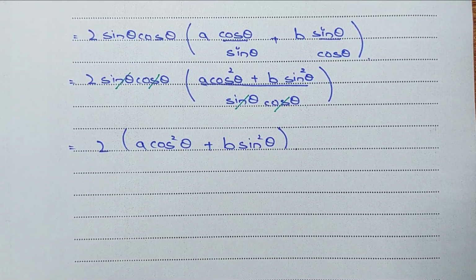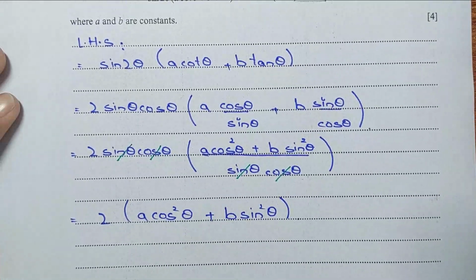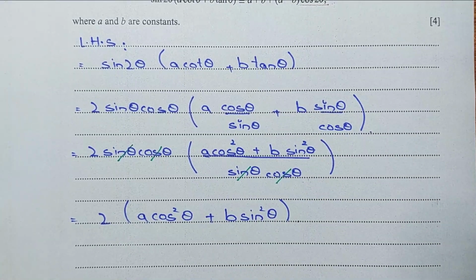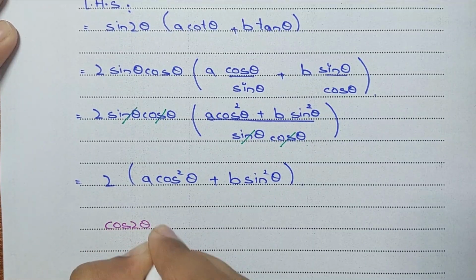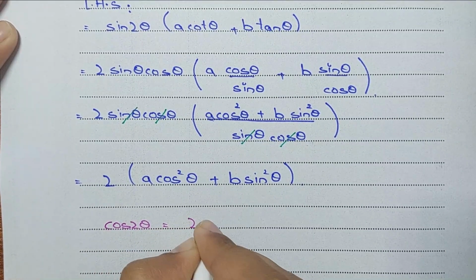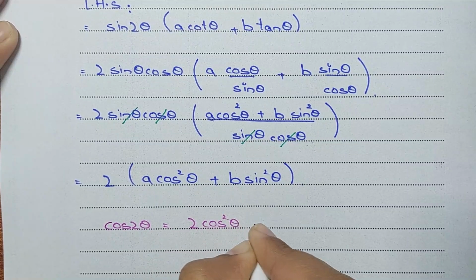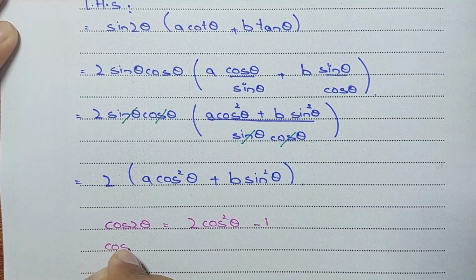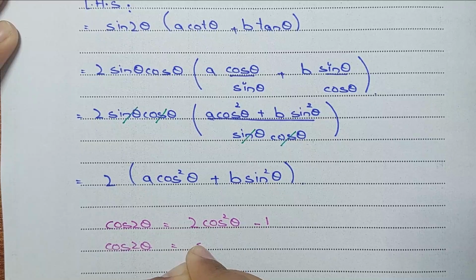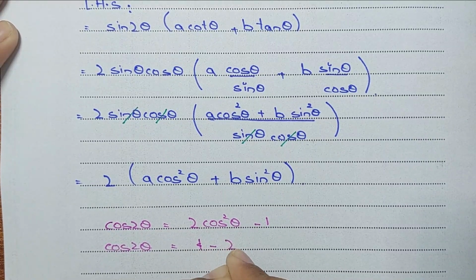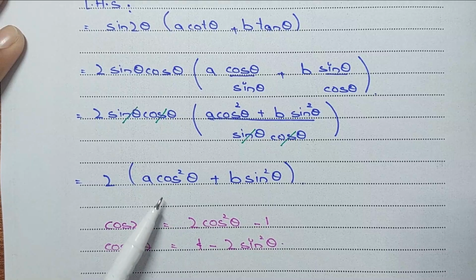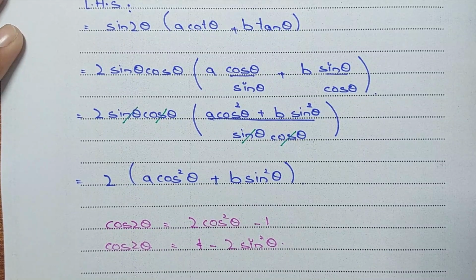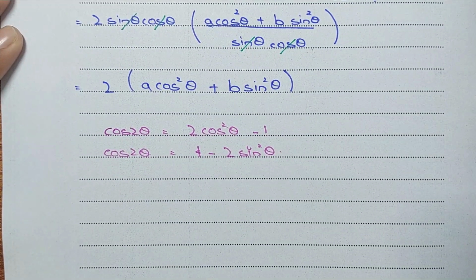Okay, how can I make this as cos 2 theta? Here we have to make the formula of cos 2 theta. So cos 2 theta has three formulas. Cos 2 theta is equal to 2 cos square theta minus 1, and cos 2 theta is also equal to 1 minus 2 sine square theta. The third one I'm not writing down because in this we have cos square and sine square, so these two formulas we have to make.